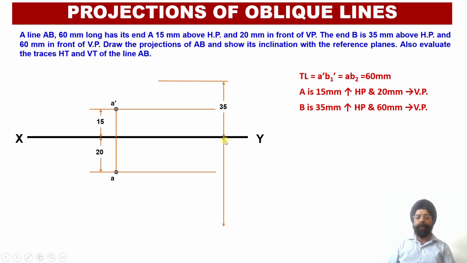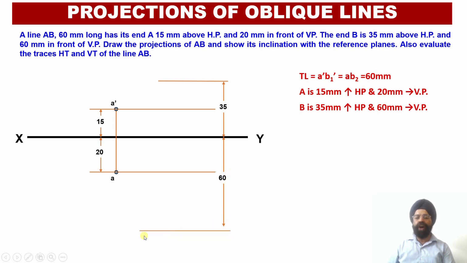Similarly, the end B is lying 60 millimeter in front of the vertical plane. So we are going to measure this distance of 60 millimeter in front of the vertical plane, and we will be marking this distance below the XY reference line.